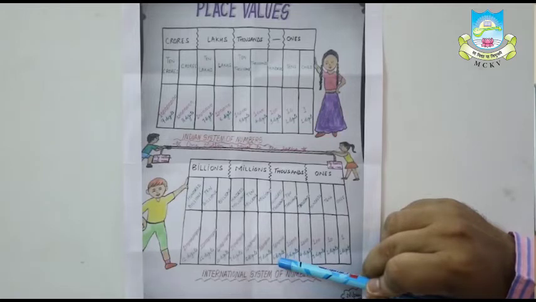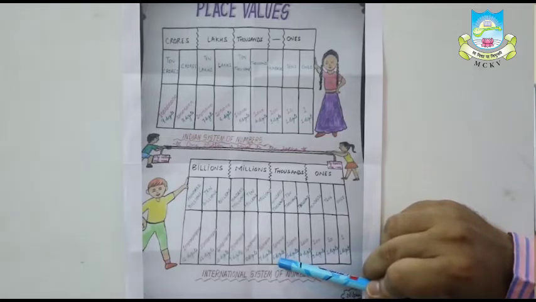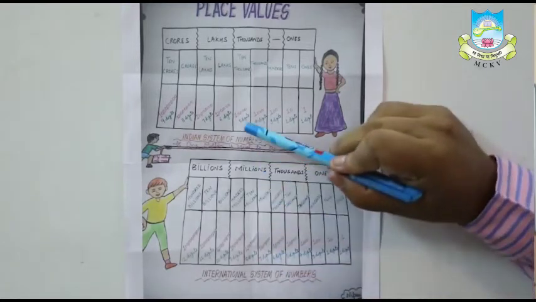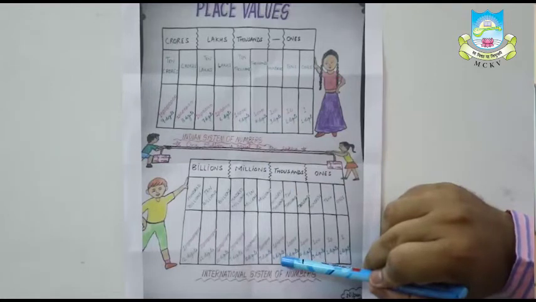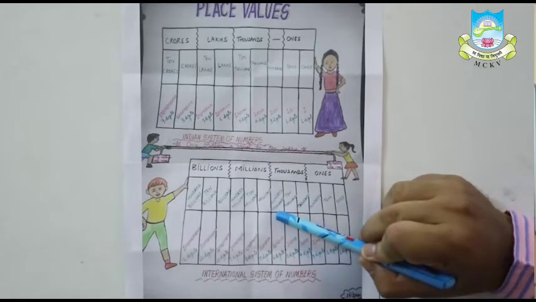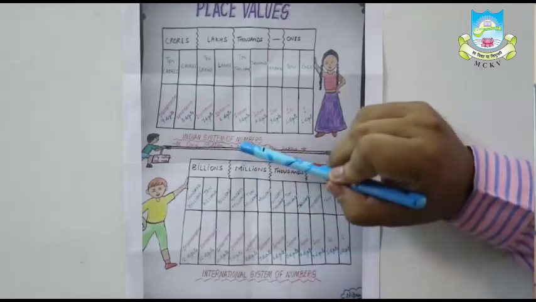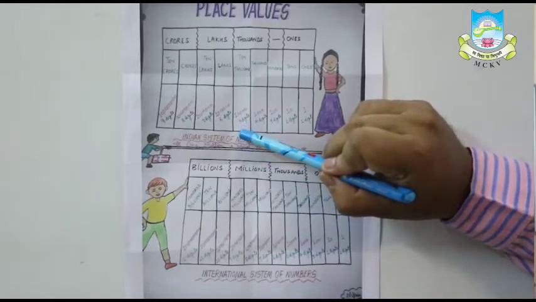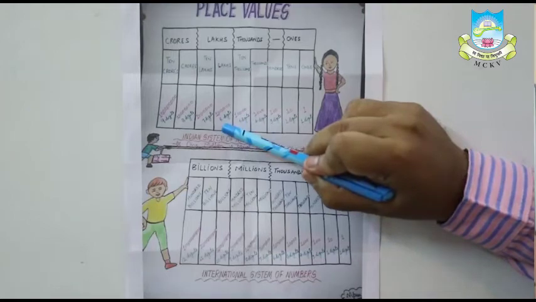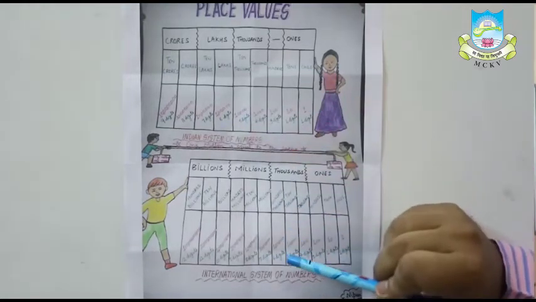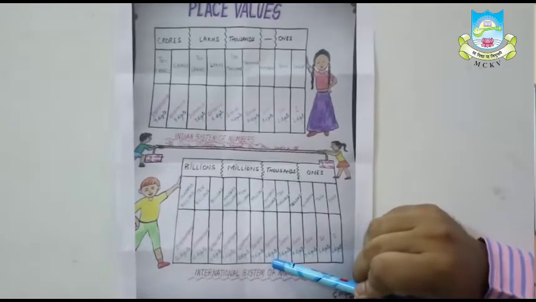If we now draw a comparison between 6 digits of the international number system and 6 digits of the Indian number system, we get that in 6 digits according to the international number system we move up to 100,000, and in 6 digits according to the Indian number system we move up to lakhs.